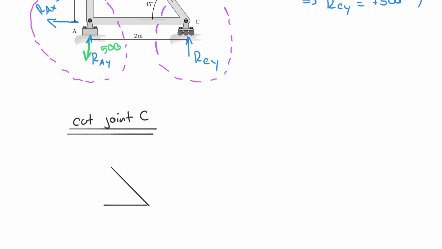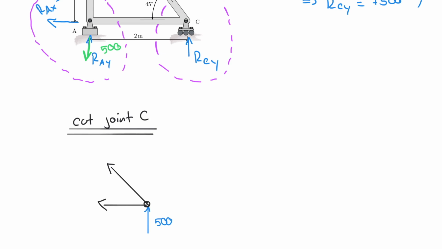And I cannot forget my support reaction as well. So that was 500 upwards. And now in the second step of my method of joints, I need to assume a direction. Remember that we initially assume everything being in tension. So the node C here is in tension.